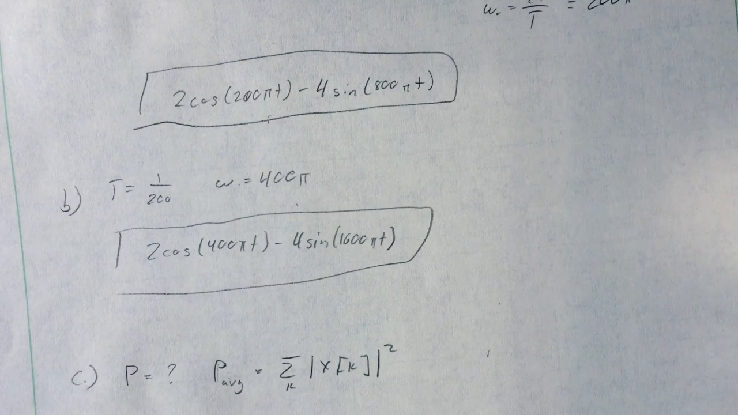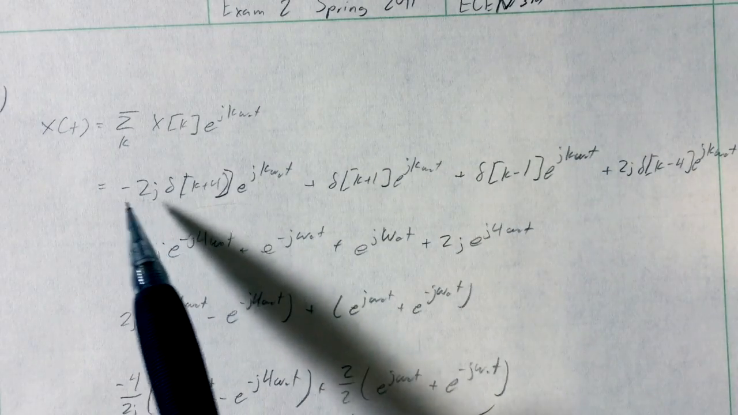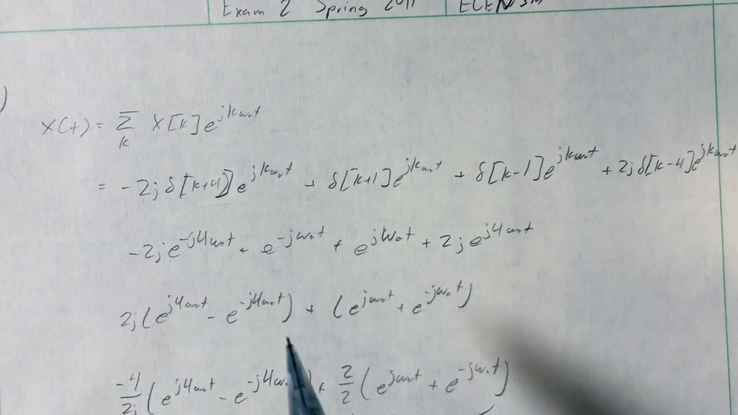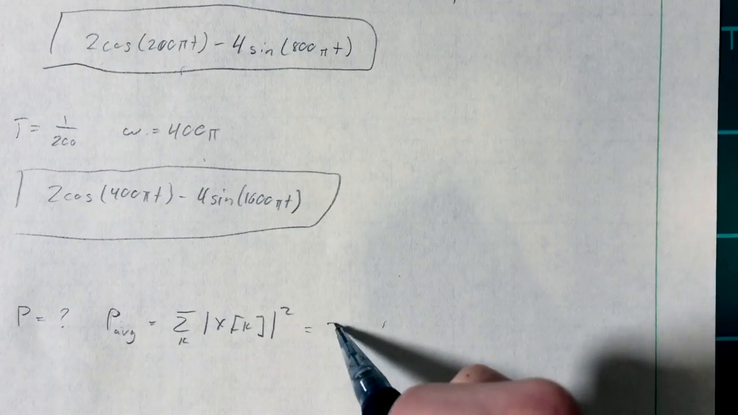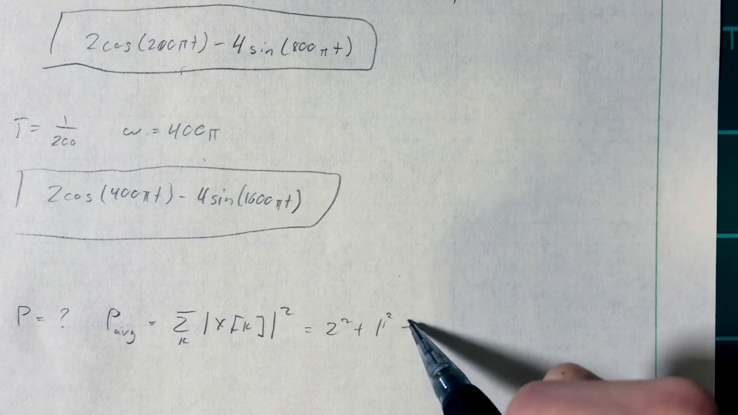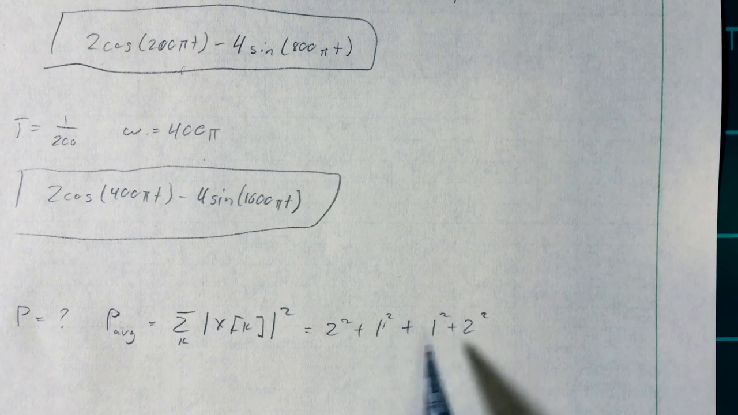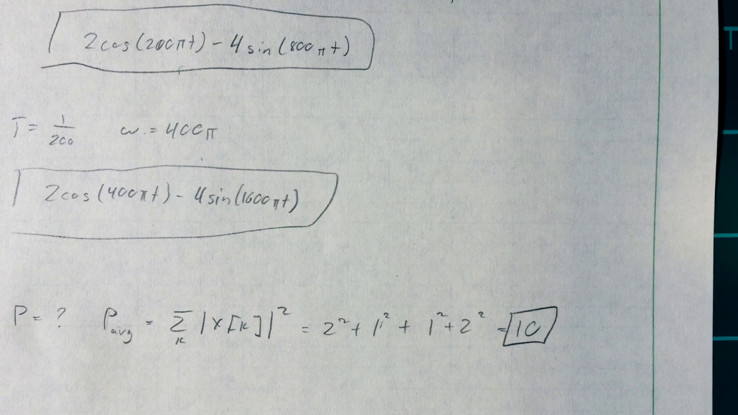So then, if we go back to the original question, or let's just scroll up to the top. So we got negative 2j, 1, or actually we should be looking at this one right here. We got negative 2j, 1, 1, and 2j. So when we take the magnitude and square all those, we should get 2 squared plus 1 squared plus 1 squared plus 2 squared. 2 squared is 4, 4 plus 4 is 8, 1 squared is 1, so 8 plus 2 is 10. And there we go.